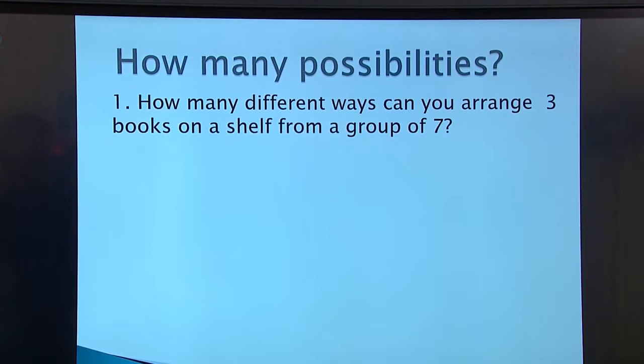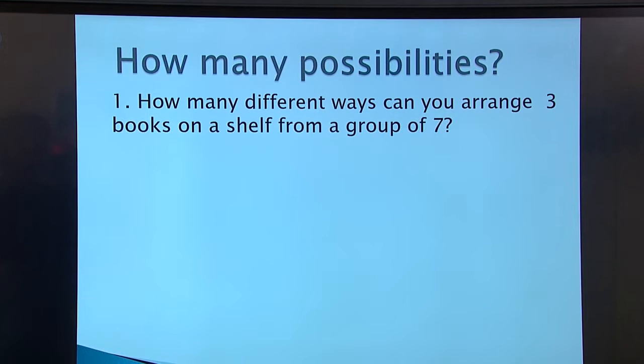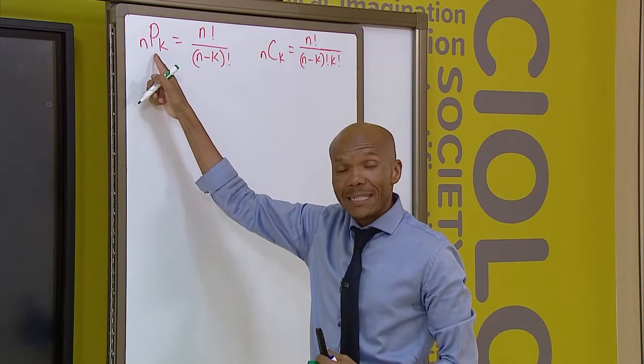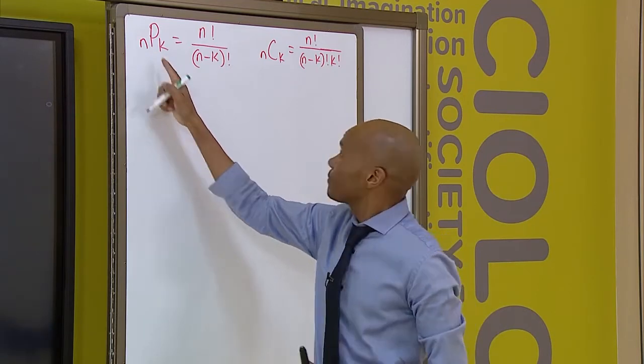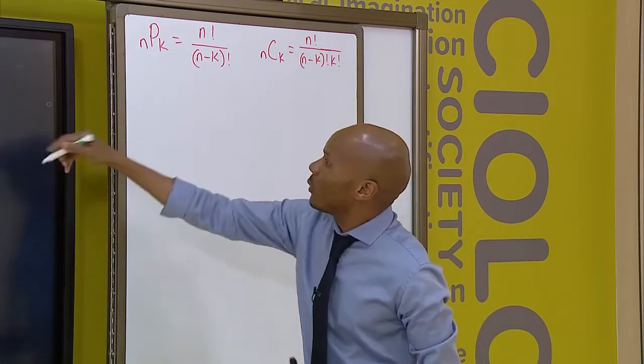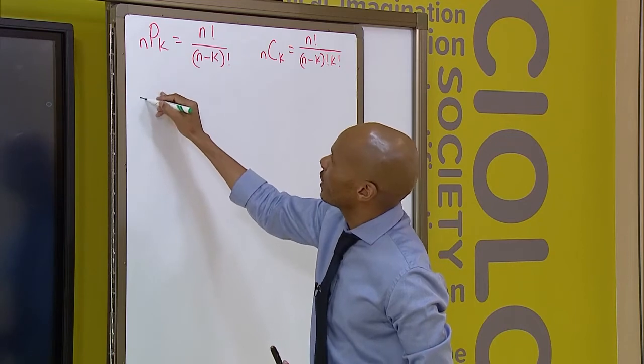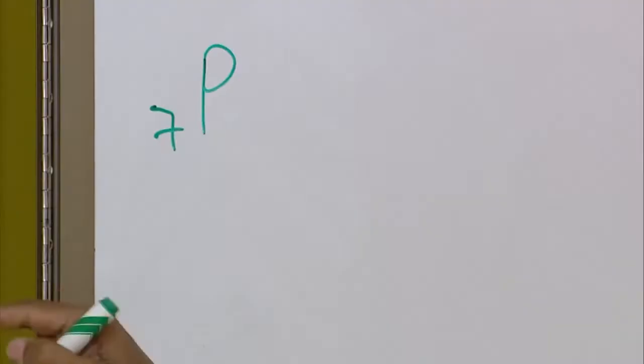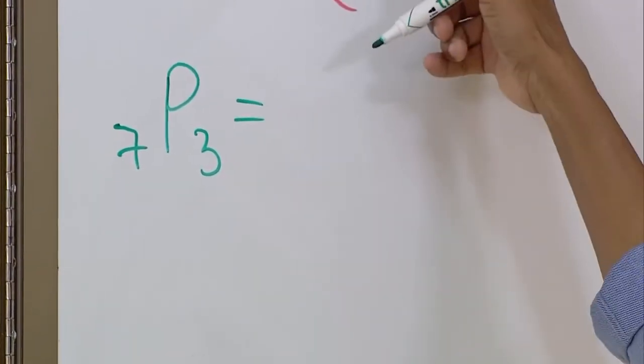In our first question: how many different ways can you arrange 3 books on a shelf from a group of 7? The main word we are looking at is arrange. If we're saying arrange, that means we're talking permutation, because arrangement matters. So what's the total that we have? We have a total of 7, and we're picking only 3, so let's use the formula.